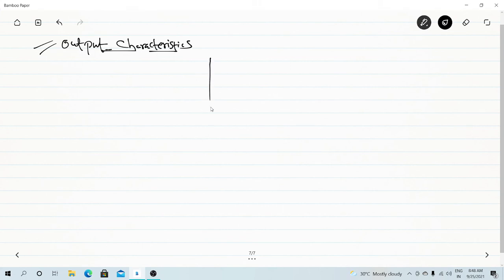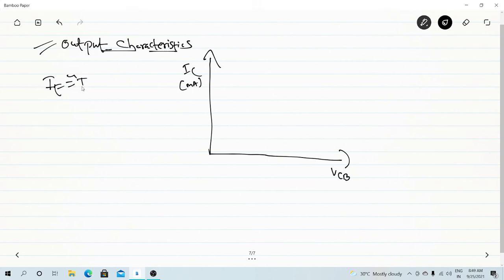This is basically the graph between IC, the output current, and VCB, the output voltage. This is in terms of milliamps, make sure. And we are drawing all these characteristics for a particular emitter current, the input current. IE is nearly equal to IC, because IB will be very small, as we have discussed.